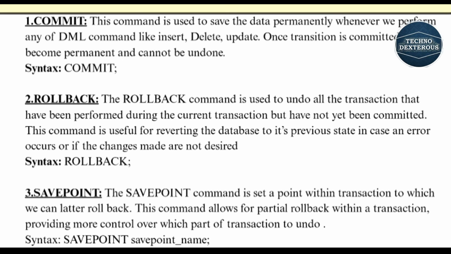The third one is the savepoint. The savepoint command sets a point within a transaction to which we can later roll back. This command allows for a partial rollback within the transaction, providing more control over which part of the transaction to undo.